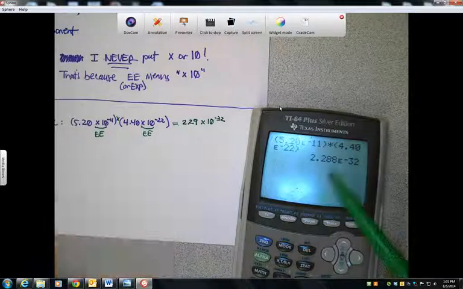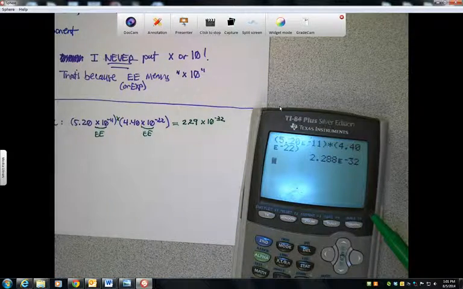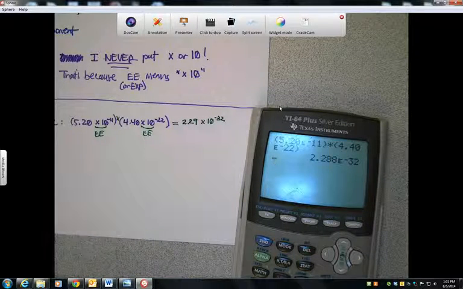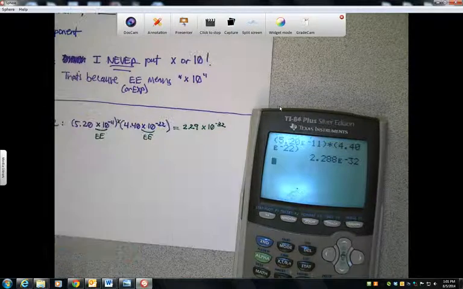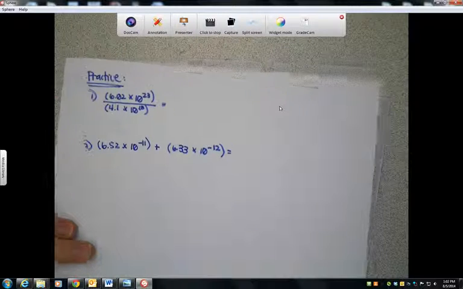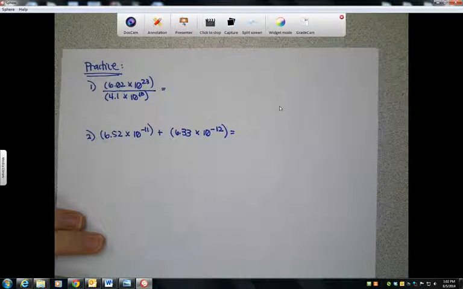Notice I put 2.29 instead of 2.288. There's a reason. This has something to do with sig figs. If you haven't watched the sig fig video yet, you may want to watch that so you know why I rounded to 2.29. All right, why don't you practice a couple and see what you get. So here's a couple of practice problems. Let's see if you get the same answers that I do.